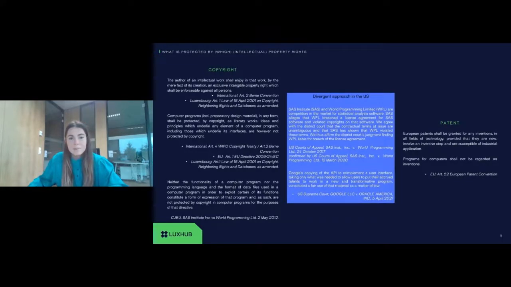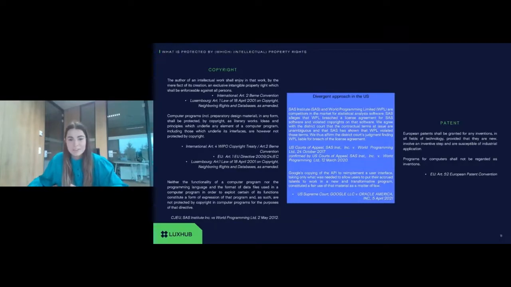Here I'm going to talk about other intellectual property rights, but this is a bit controversial, because at the moment we don't have a clear answer on whether there is copyright for APIs or not. This is a question that is being taken up by the courts in the US and in the EU, and they both disagree on whether APIs are protected or not.